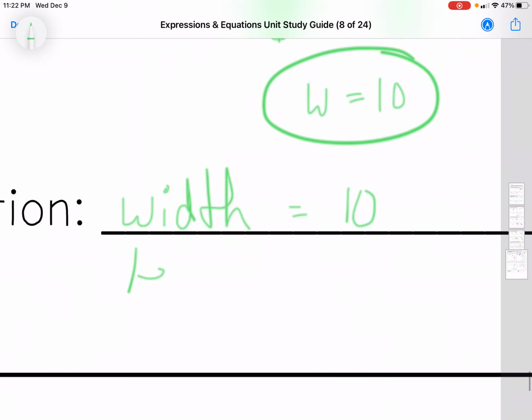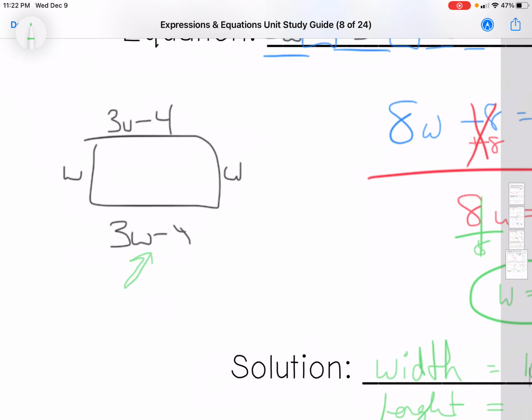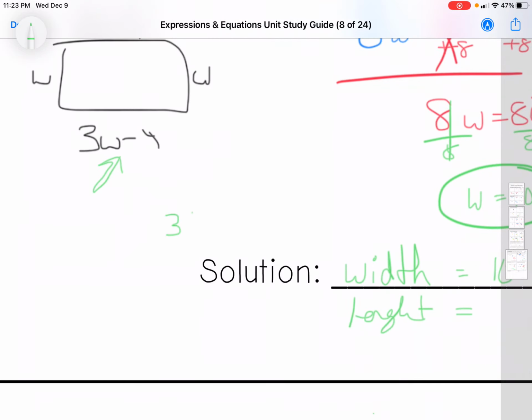And the length is this formula. You got to plug 10 back into there. So that's 3 times 10 minus 4, which is 30 minus 4, which is 26.